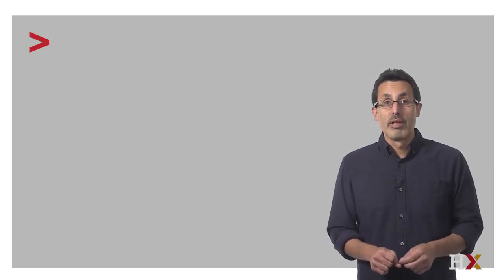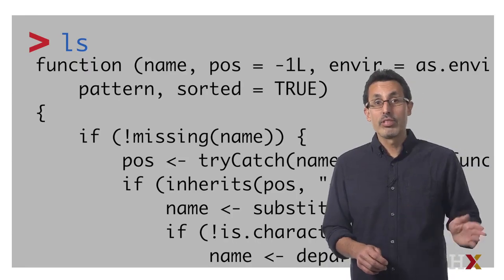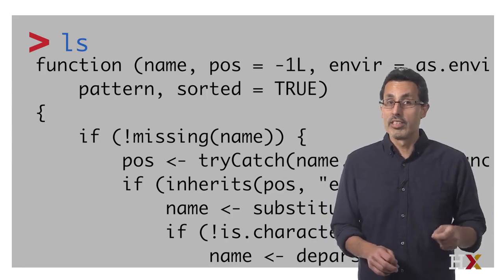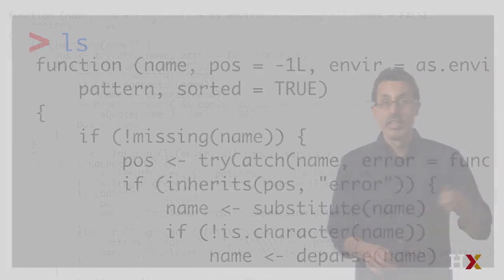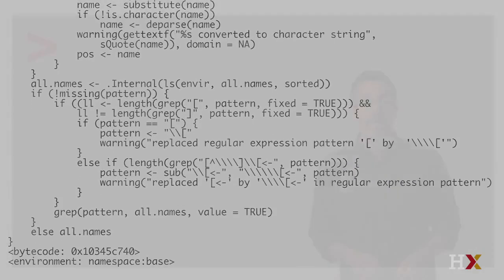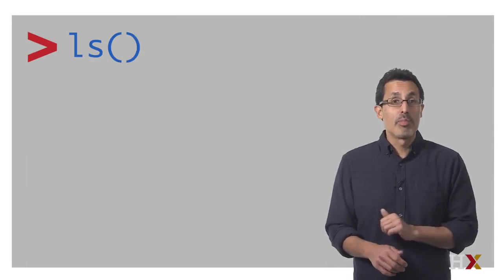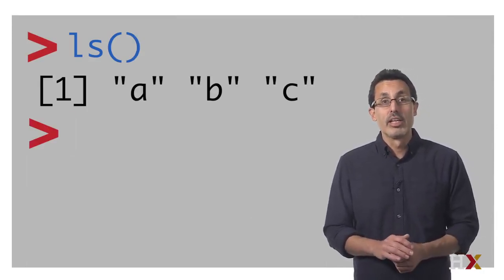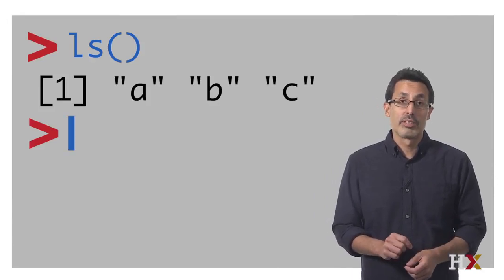Note, for example, that if we type the function ls without using parentheses, it shows us the code for ls. It doesn't evaluate the function. Here you can see the code if you just type ls into your console. Now, if I add the parentheses, so if I type ls, open parentheses, close parentheses, now the function is evaluated, and you see the objects in the workspace.